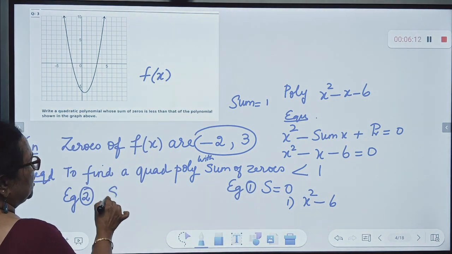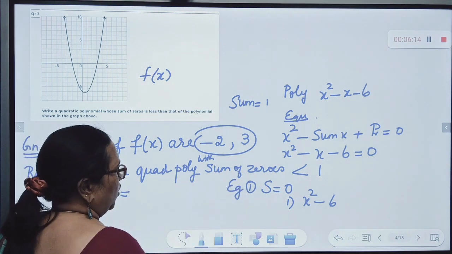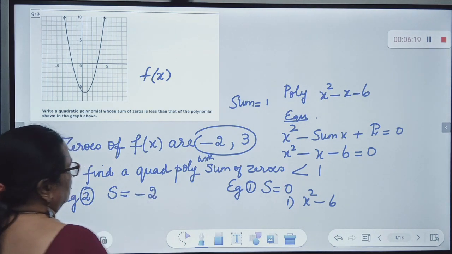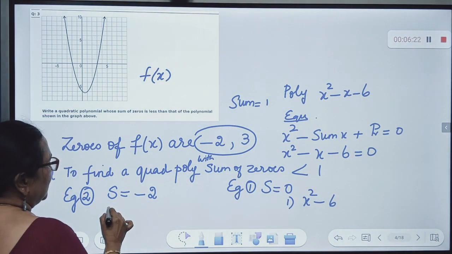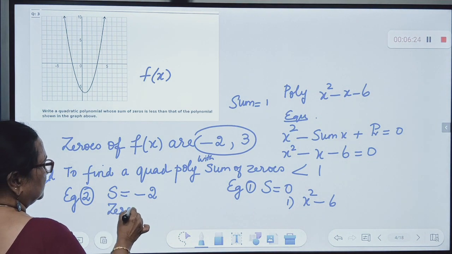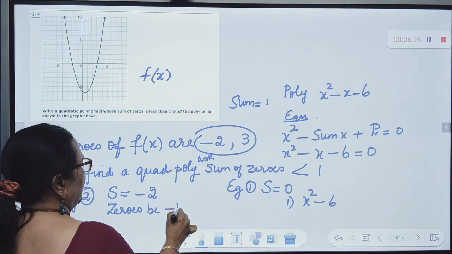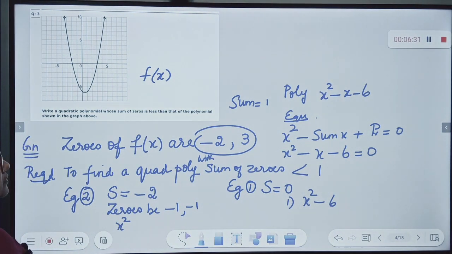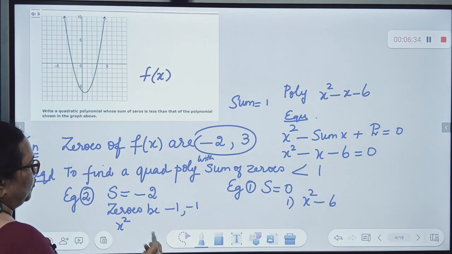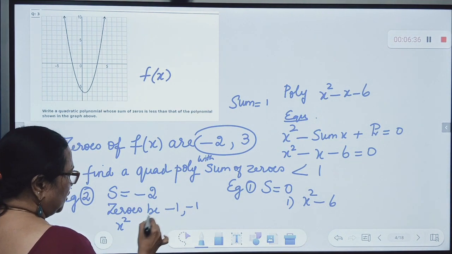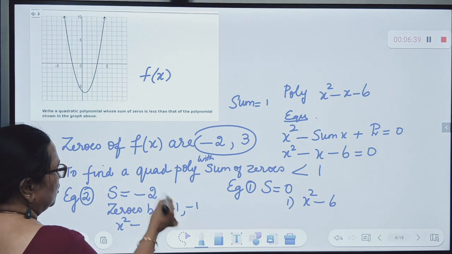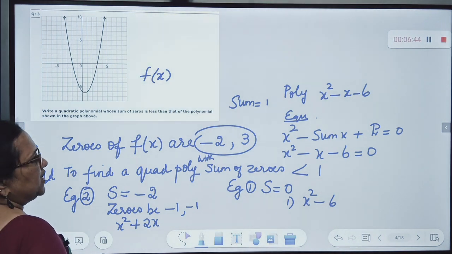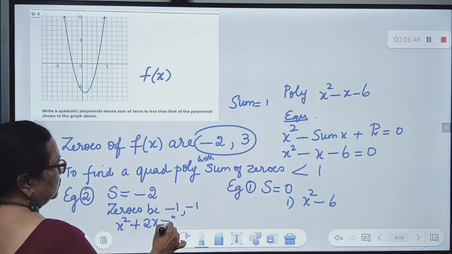I have taken sum to be 0. Now sum should be less than 1. So can I take sum to be, say, minus 2? Then let the zeros be minus 1 and minus 1. So what will be the quadratic polynomial? x square minus sum of the roots into x, so plus 2x, plus product of the roots, which is minus 2.